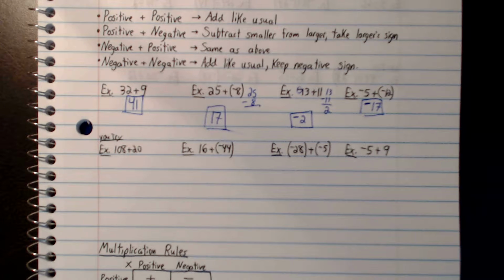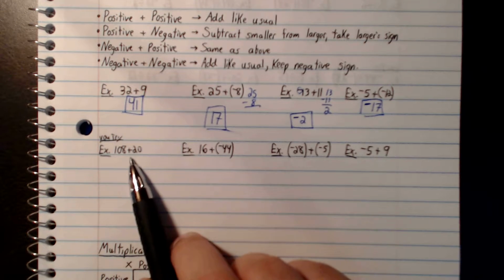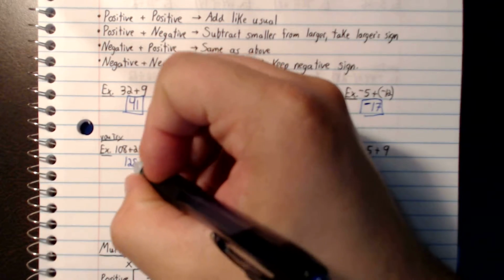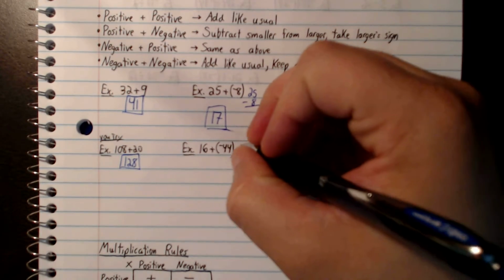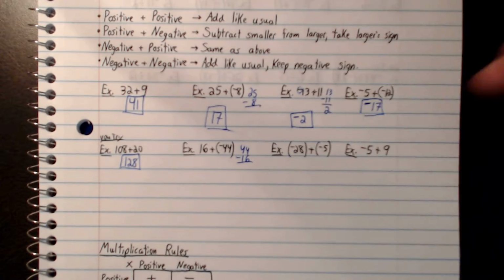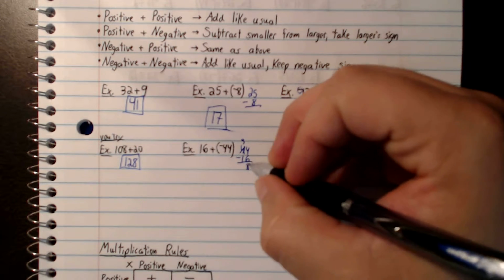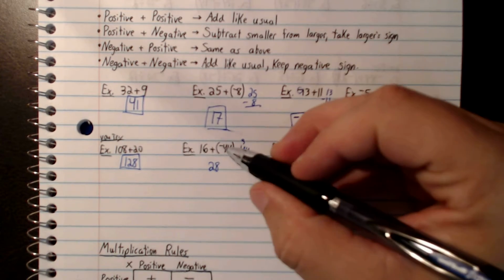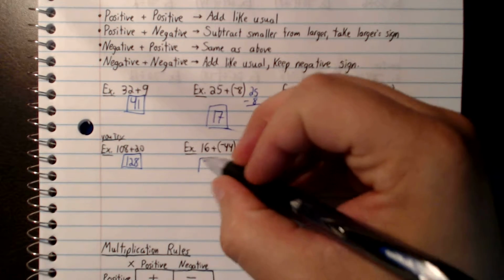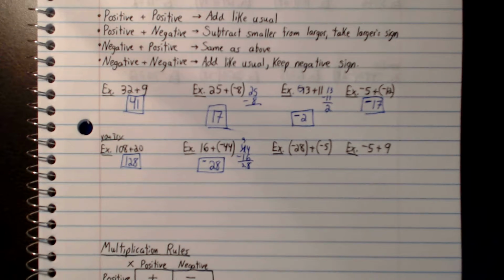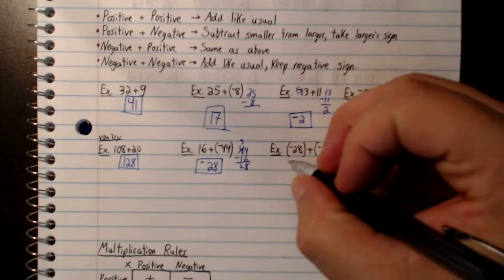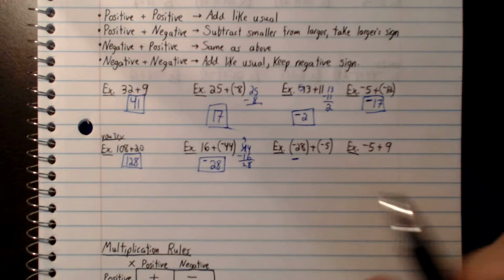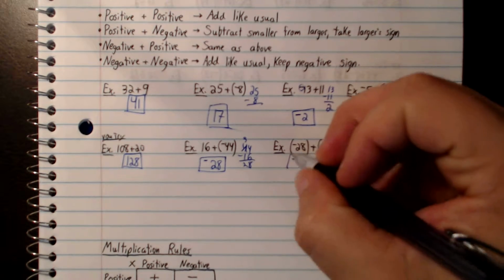Alright, let's see how you did. 108 plus 20, those are both positive, so we'll add like usual. We should get 128. 16 and negative 44, so I'm going to subtract 16 from 44, and we get 28. The larger value here is negative, so our answer should also be negative. So negative 28. 28 and negative 5, so these are both negative, so I know I'm going to have a negative result. 28 plus 5, well, that's 33.